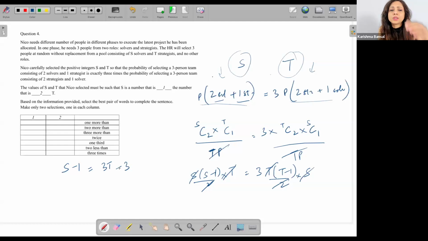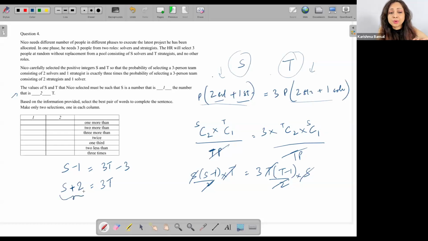I have these 2 constants, so I bring S minus 1 over here. So S plus 2 is equal to 3T. This is my relation between S and T. Now let me look at the statement. The values of S and T that Nico selected must be such that S is a number that is dash the number that is dash T. So S is a number that is 1 more than, or 2 more than, or 2 less than.